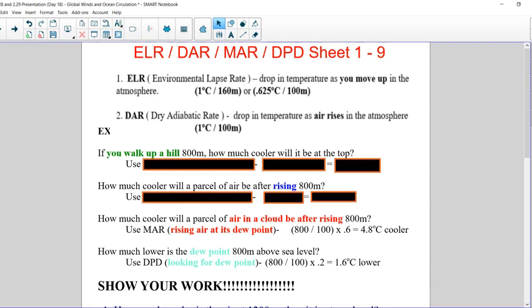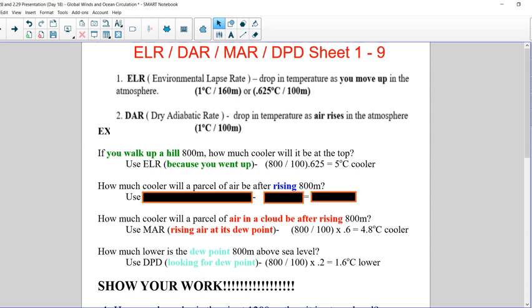So for the first example here, you walk up a hill 800 meters. How much cooler will it be at the top? Since you're walking up, you're going to use the ELR. And then you would just take 800 divided by 100 and then multiply by 0.625. And if you do that out, 8 times 0.625 is going to be 5 degrees Celsius.